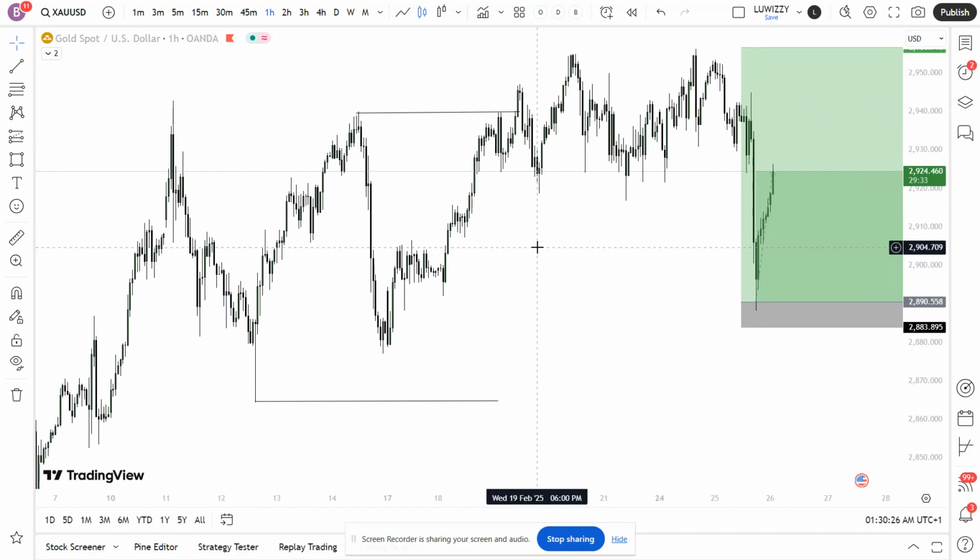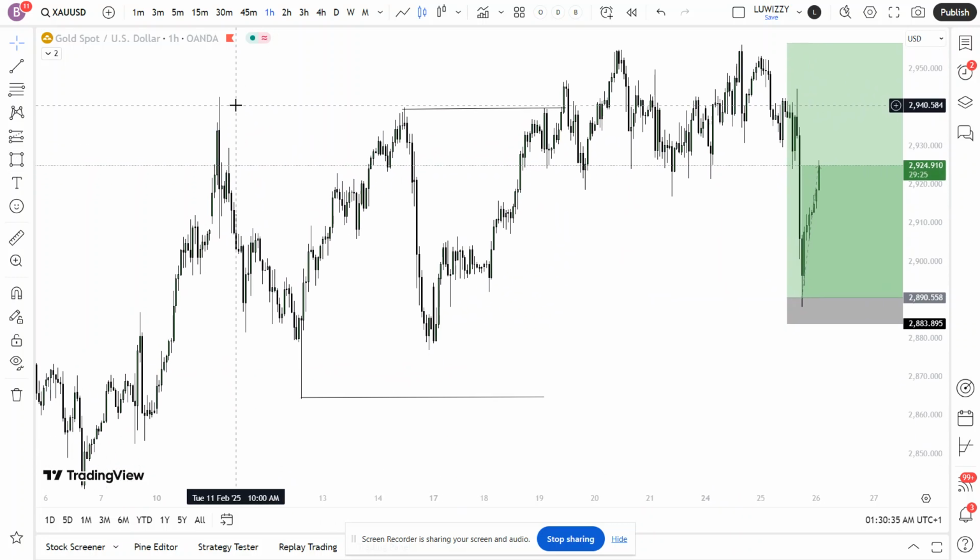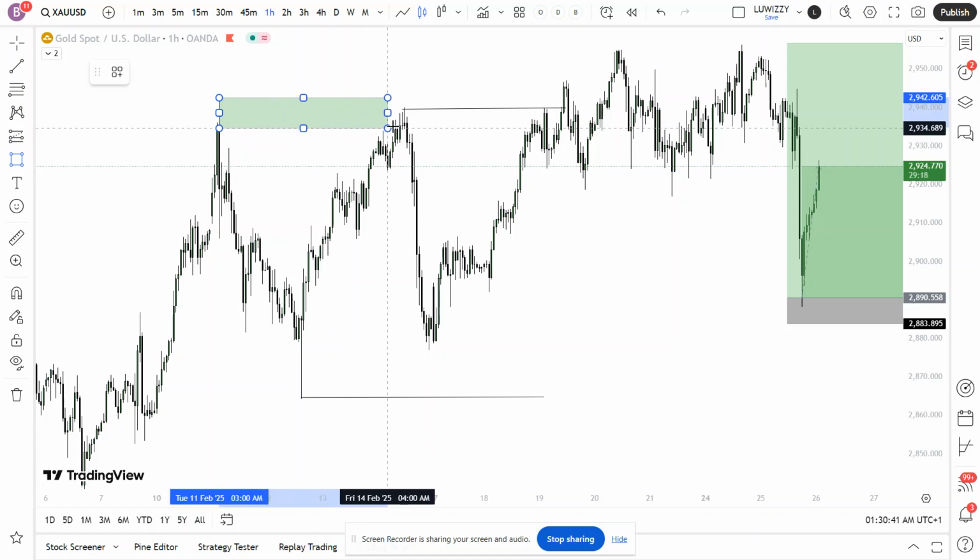When price came here, it mitigated this zone. This is a supply zone. You get a hidden base. Most traders will call it a hidden base or swing supply zone. This is a swing supply zone.